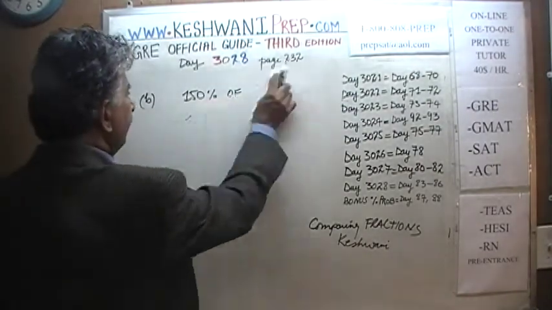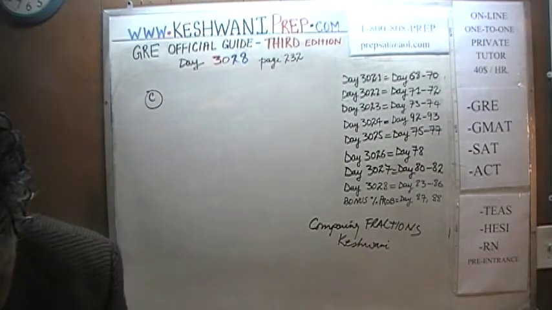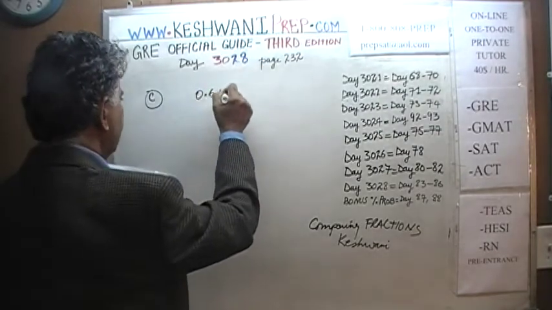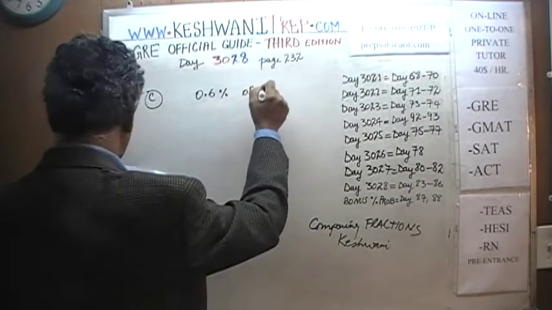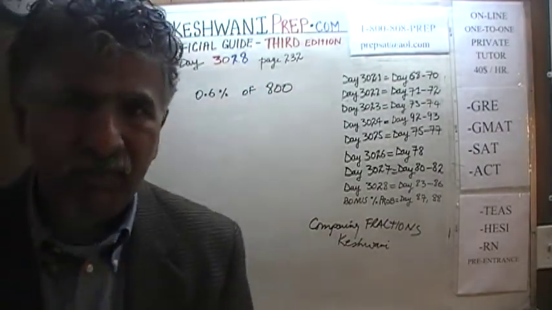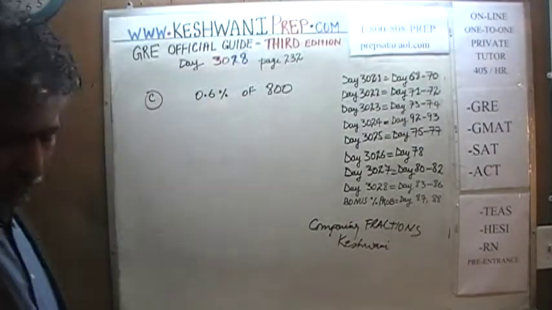Let's do part C. Part C says 0.6% of 800. And again, you can set it up in a very classical way if you wanted to, very methodically, very arithmetically, or you can just build it up.